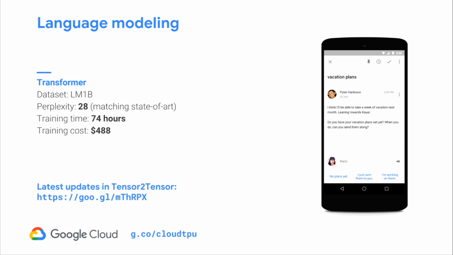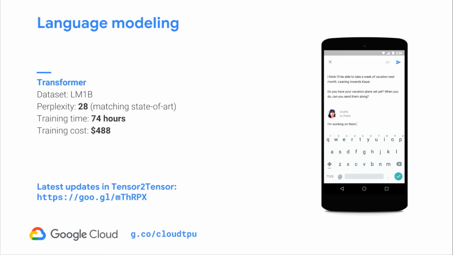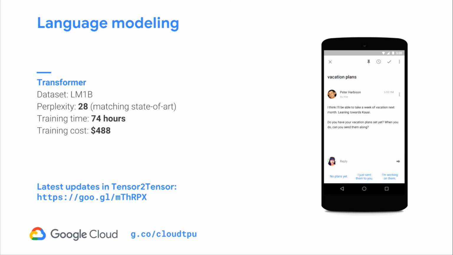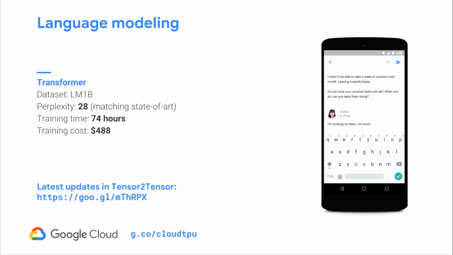For the latest hyperparameters, I'd recommend following the short link on screen now. That takes you to the Tensor2Tensor toolkit, which is built on top of TensorFlow and is moving even faster and really keeping up with or extending the state of the art in research.